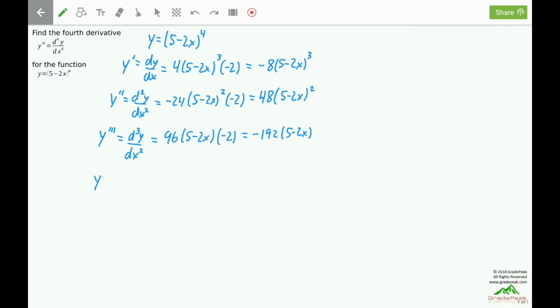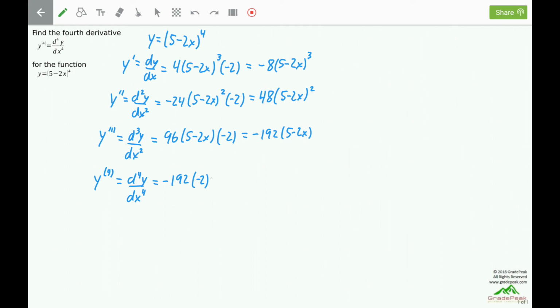And then last of all, we can take the fourth derivative, y⁗, or d⁴y over dx⁴. In this last derivative, we have the constant negative 192 times the derivative of 5 minus 2x. That's the first power, so it's not a power rule in there. The derivative of 5 is a 0, and the derivative of negative 2x is a negative 2.